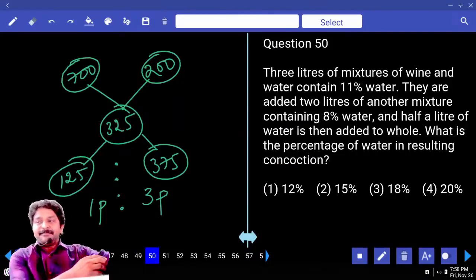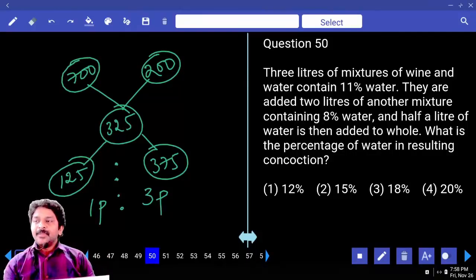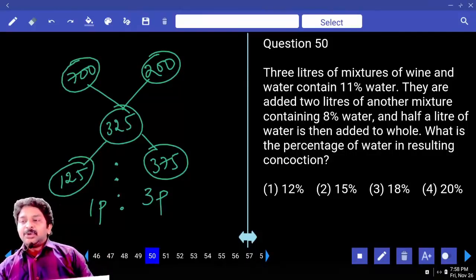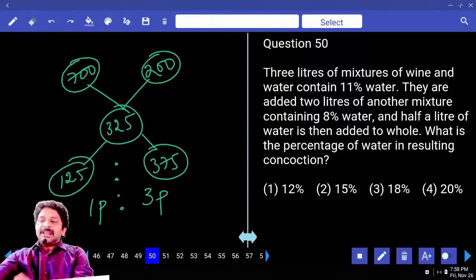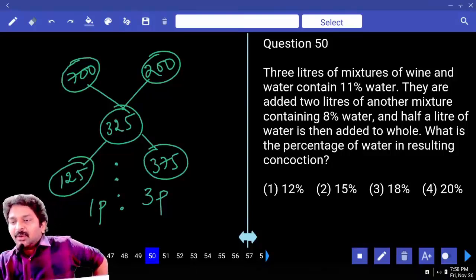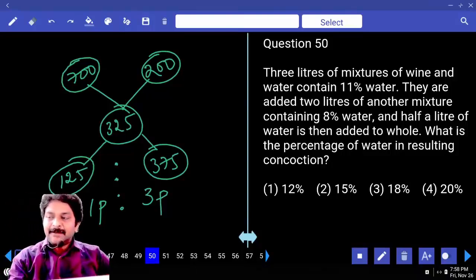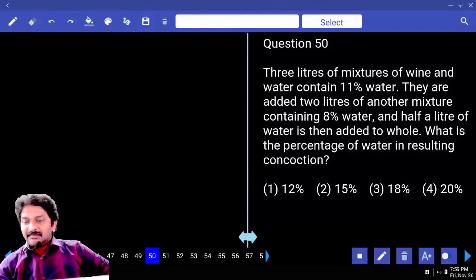3 liters of a mixture of wine and water contains 11% water. They are added to 2 liters of another mixture containing 8% water, and half a liter of water is then added to the whole. What is the percentage of water in the resulting mixture?